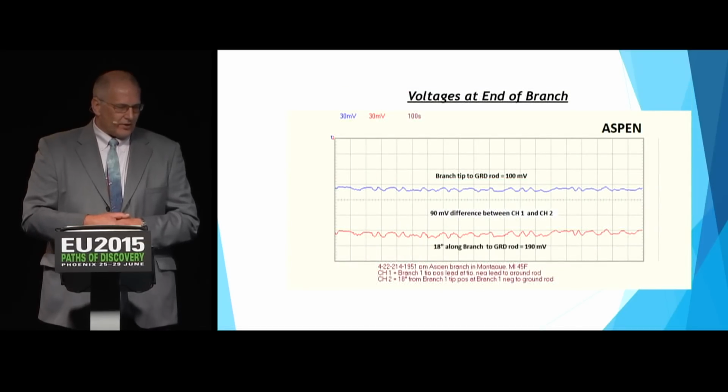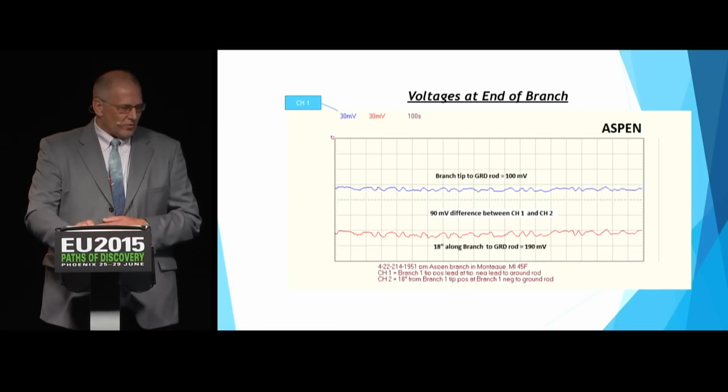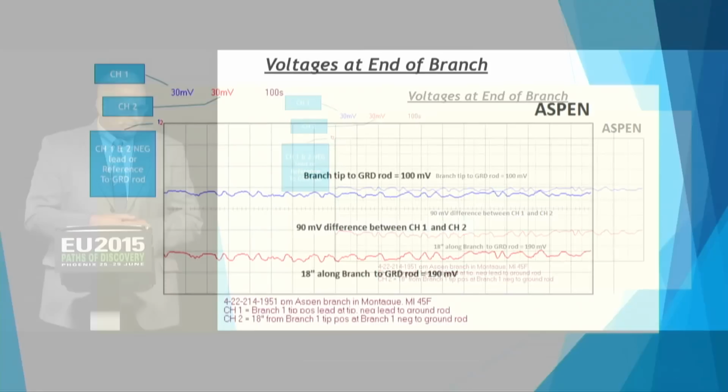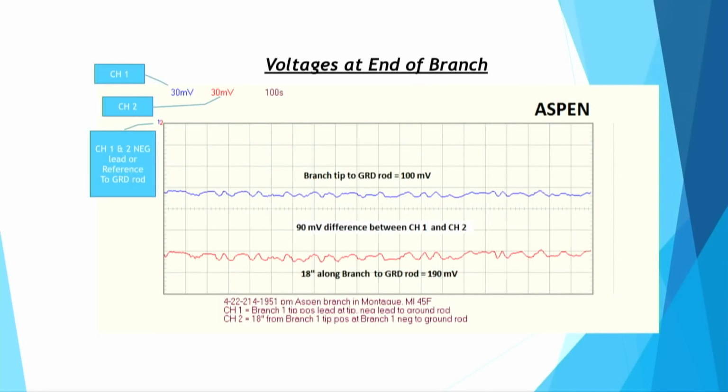Here's another recording of the voltages, but channel 1 is still at the branch tip, and channel 2 is 18 inches along the branch. You can see channel 1 is in blue, 30 millivolts per division. Channel 2 is red, same volts per division. The reference lead is the top axis. So again, it's negative voltages. And the difference is 90 millivolts, and I use that 90 millivolts in later calculations.